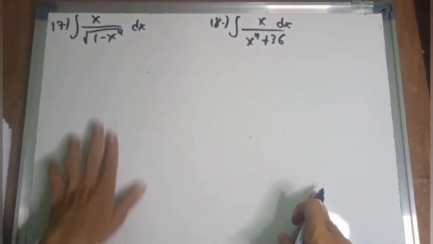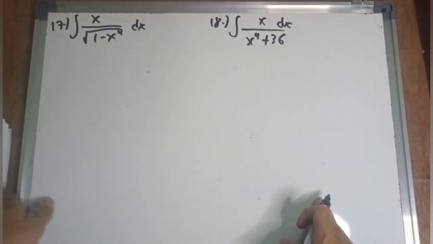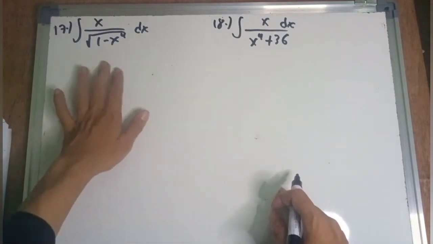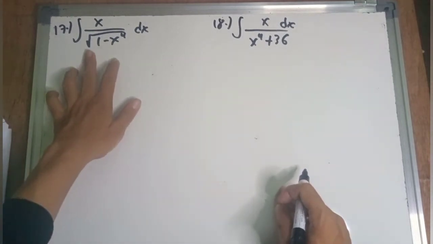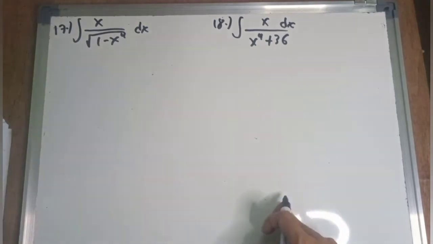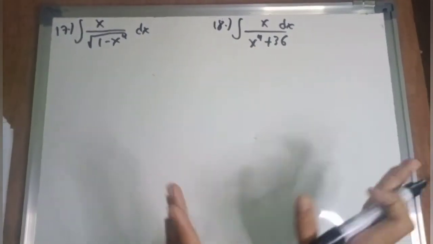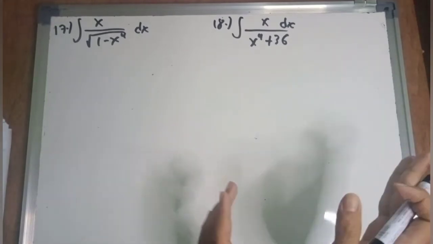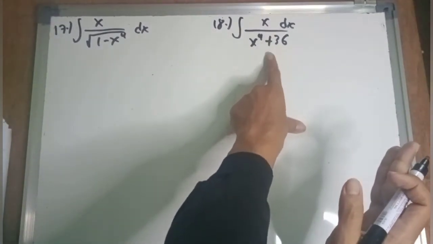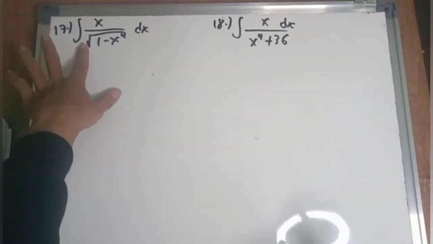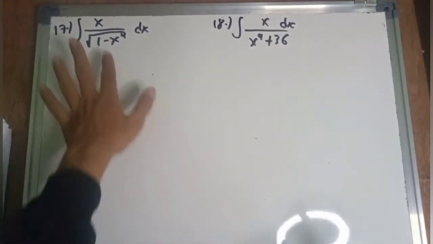Problem number 17 and problem number 18. Let's start with problem number 17. We know this is the inverse of sine, because with the square root and the negative operation, that is the inverse of sine. Then this other one is the inverse of tan, because there is no radical expression and the operation in the middle is positive. The inverse of sine has a radical expression in the denominator and a negative sign in the operation.